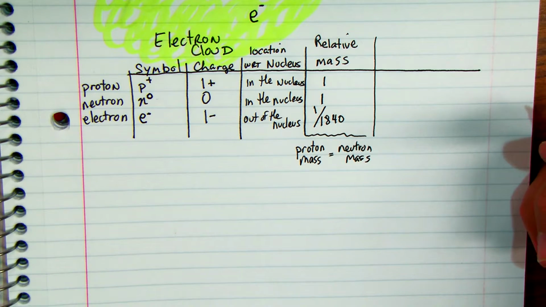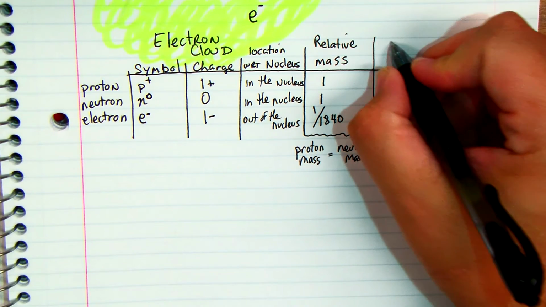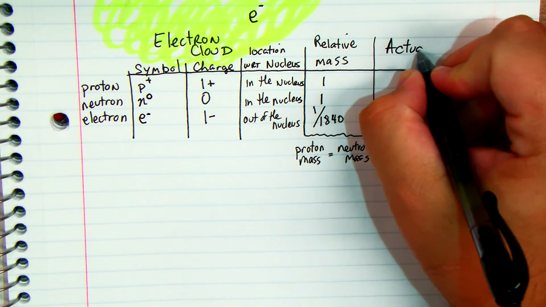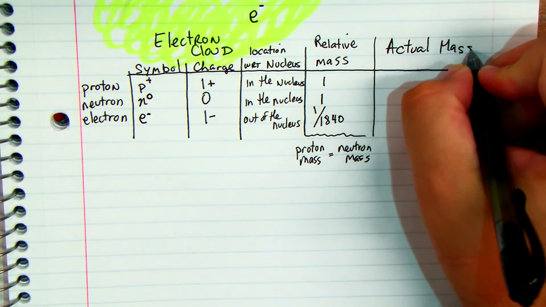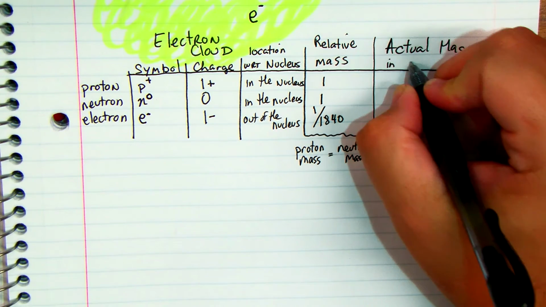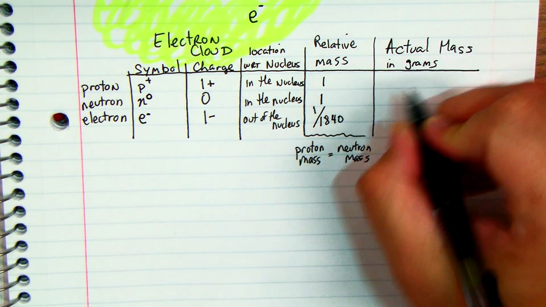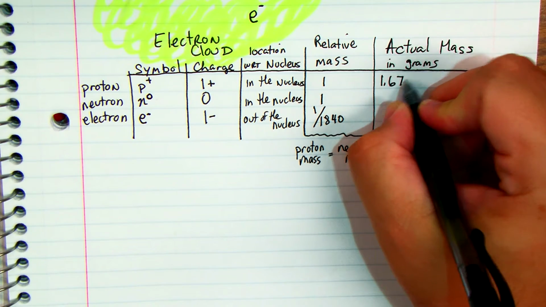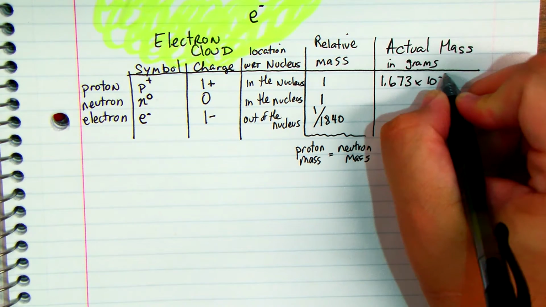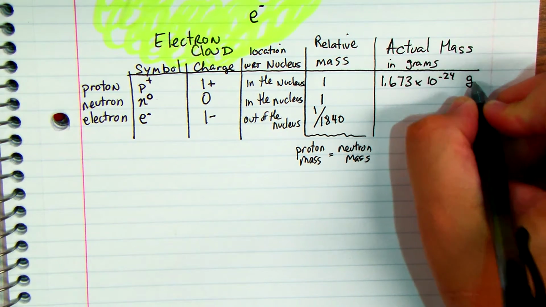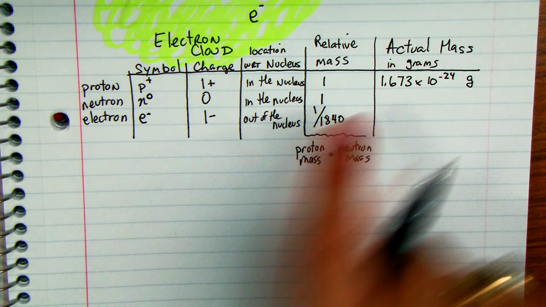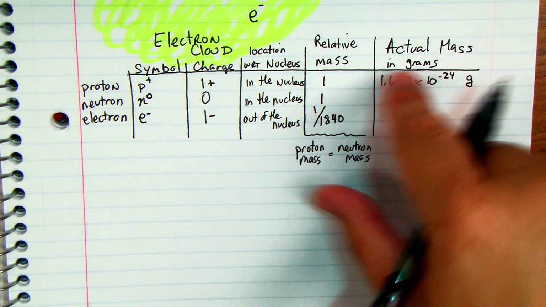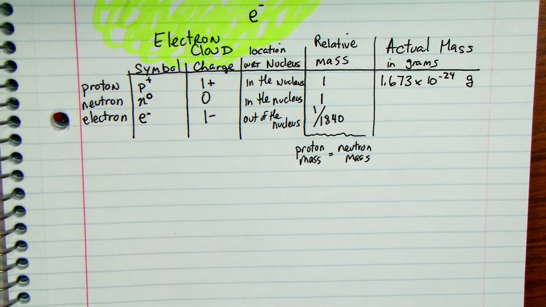The actual mass in grams, this is 1.673 times 10 to the negative 24 grams. Now, that negative 24, when we're in scientific notation, what does that mean? Does that mean it's a big number or a small number? Small.